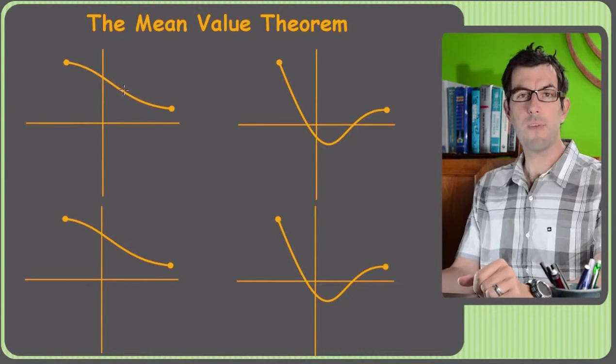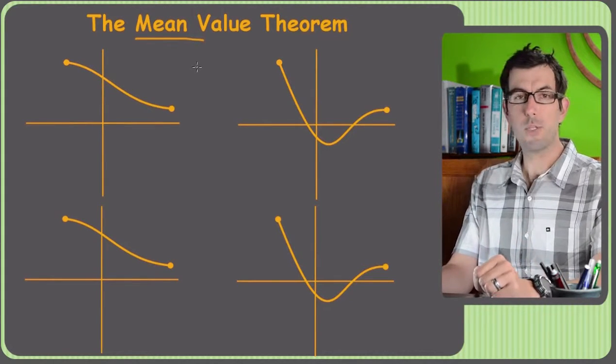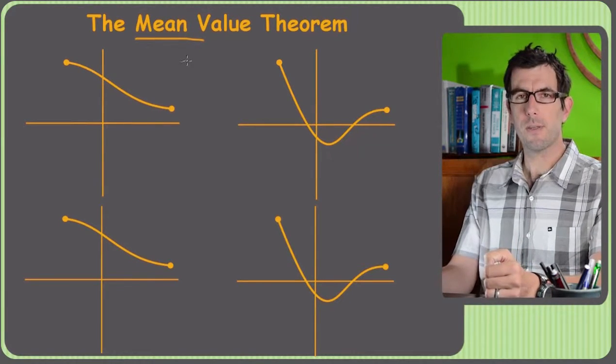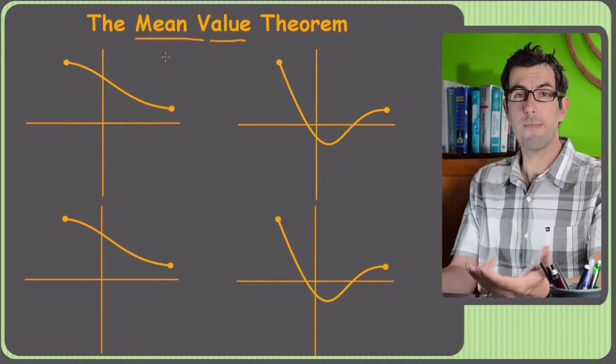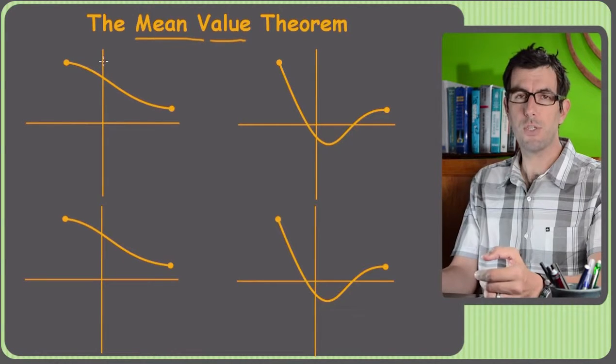All right, so what is the mean value theorem? Well, mean you'll probably recognize from algebra and everywhere else. Mean just means average. So when we're talking about derivatives, the mean value in this case is just the average rate of change of the function. So rate of change of the derivative is just slope, right?